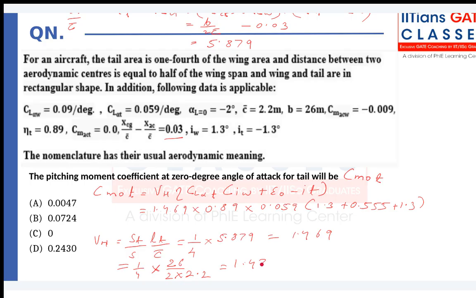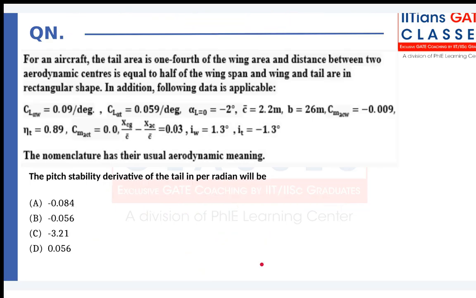Right? Alright. So let's go to the next question. The pitch stability derivative of the tail in per radian. Here they're asking you CM alpha tail. CM alpha tail. Okay, again refer to your equations and try solving this.